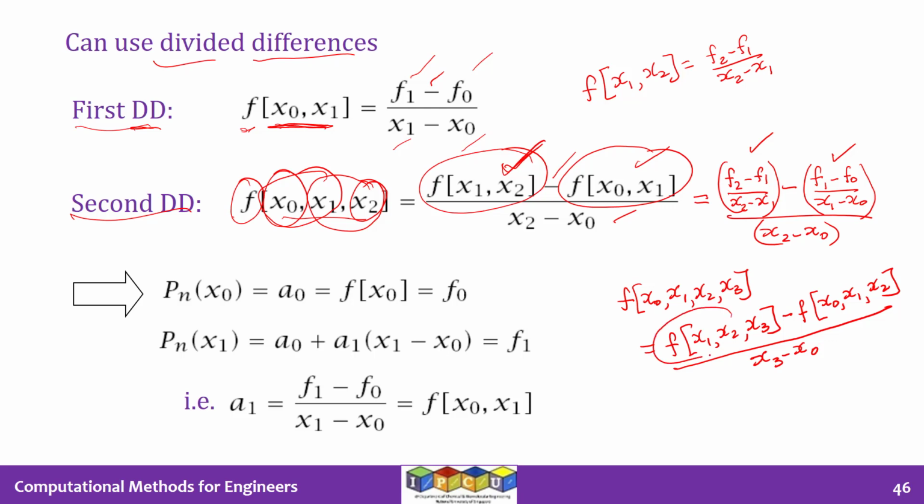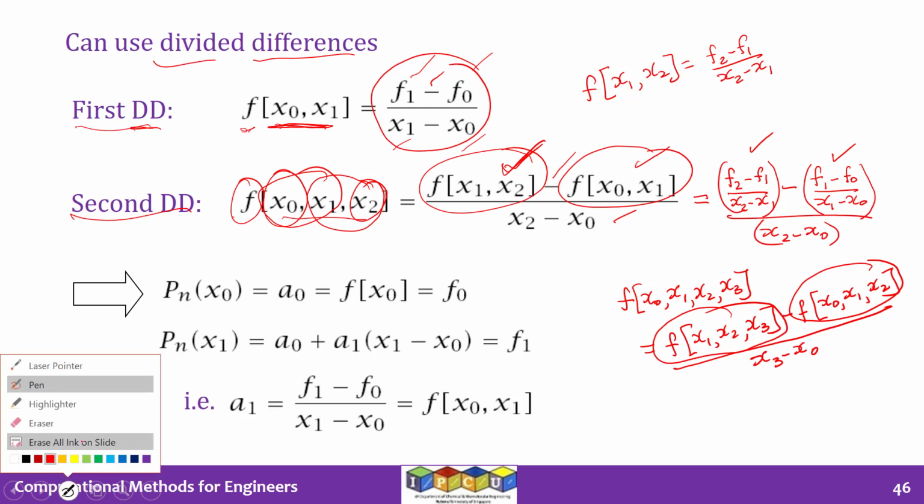Of course, you can expand this and you can expand this in terms of the first divided differences. And then you can expand the first divided differences using the basic data points. So ultimately, the first divided difference, the second divided difference, the third divided difference, all of them are going to be a bunch of numbers that are obtained from the tabulated data that is given to us. So with this background, let's proceed further.